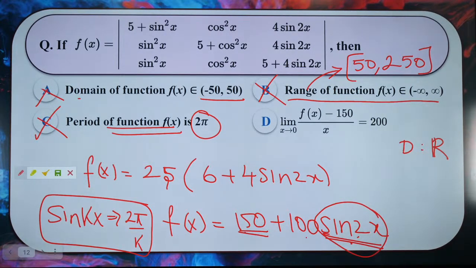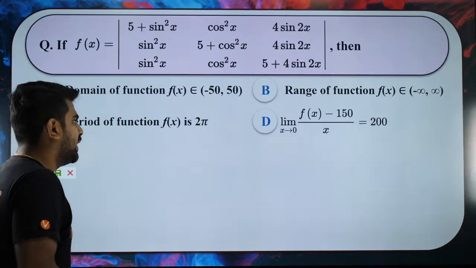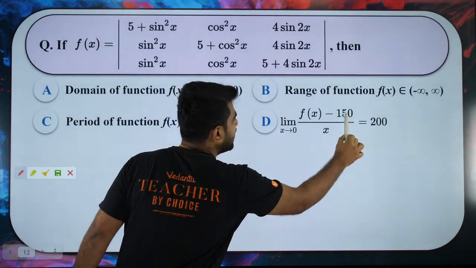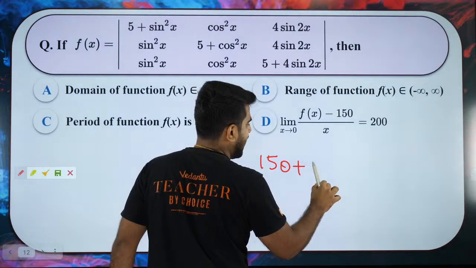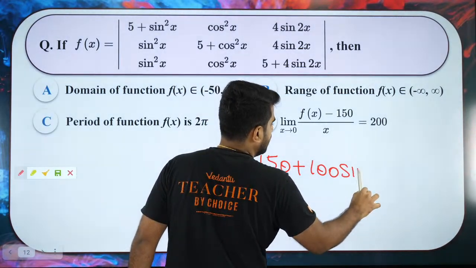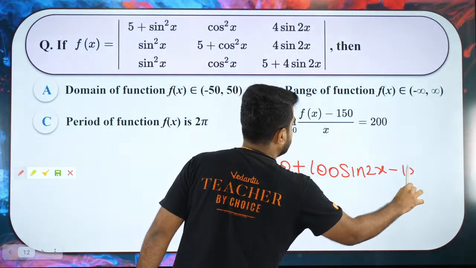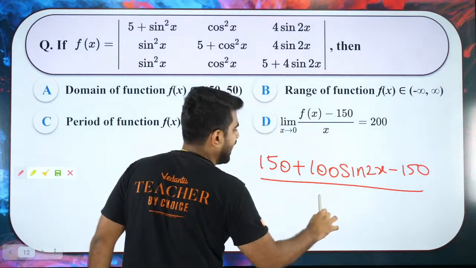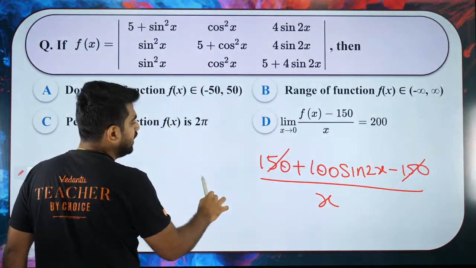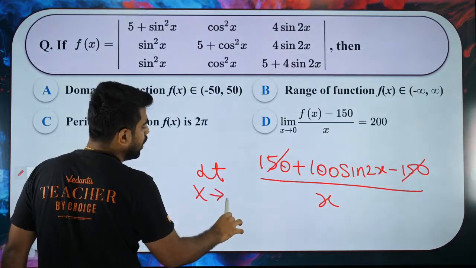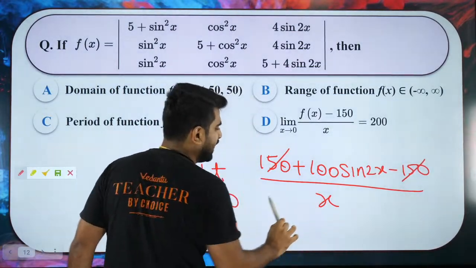Did you guys solve it? Did you guys complete it, my dear boys and girls? So let's see how to complete it. Please listen carefully, everybody. So f of x minus 150: f of x is 150 plus 100 sine 2x, minus 150, divided by x. So 150 will get cancelled. So I'll have limit x tending to 0, 100 sine 2x by x.